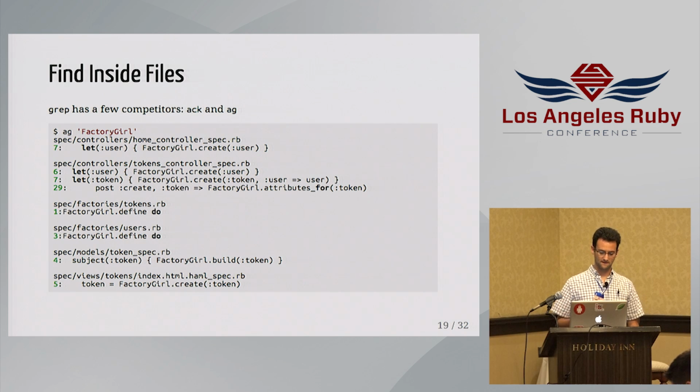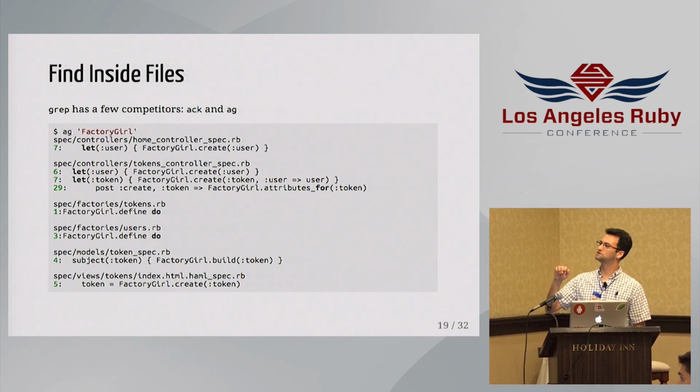So for the sake of argument, let's say we just upgraded our factory girl gem and we want to know what specs are using it, to run those specs and those specs only. So we use AG and we tell it, find anything that's called factory girl. By default, it'll search all the files in the current directory and the trees below it. And it gives you a nice output.